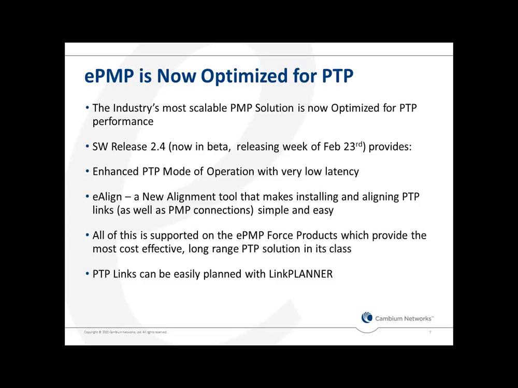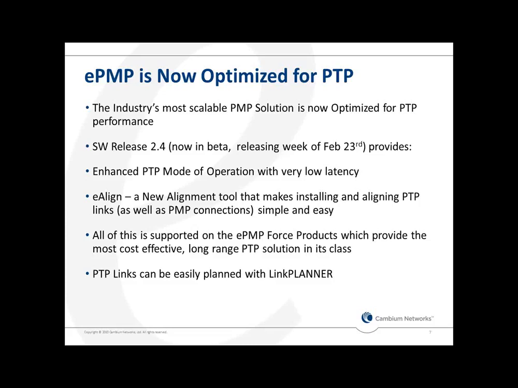And it provides an optimized, enhanced mode of PTP operation. What this mode of operation does is it dramatically lowers the latency of operation in point-to-point mode, and you can get 2 to 3 milliseconds of round-trip latency now when operating in point-to-point mode. We've also added a very useful tool to the product. We call it eAlign. It's a new alignment tool that makes it much easier to install and align point-to-point links as well as point-to-multipoint connections, and we'll talk a little bit about that in this presentation as well.